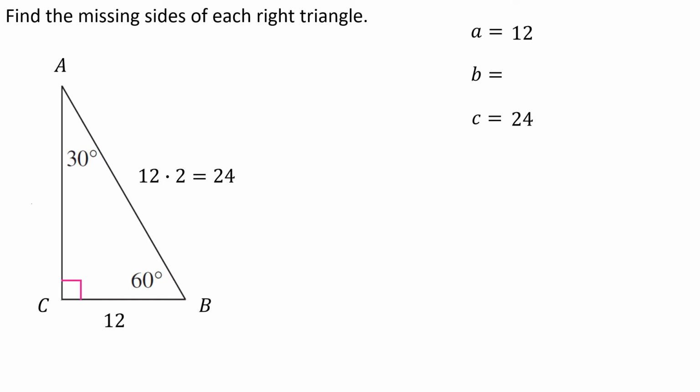How am I going to find side B? Well, I take the short leg, multiply by square root of 3, and there's my answer. Notice I am not going to pick up a calculator and push buttons, right? The answer is just 12 root 3. That's an exact, precise value.